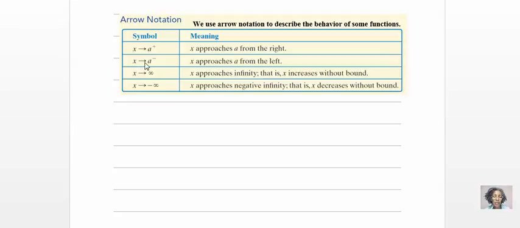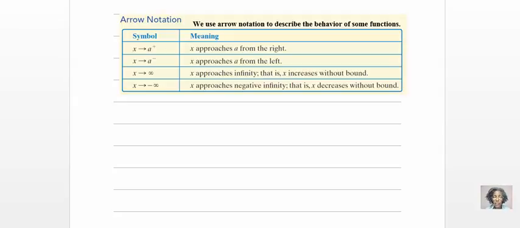Similarly, x with an arrow pointing to a, with an exponent that is a minus sign, is our notation for saying x approaches a from the left. Here we write x with an arrow pointing to an infinity symbol, meaning x approaches infinity. That is, x increases without bound. Here we write x with an arrow pointing to negative infinity, and we would say x approaches negative infinity, and that means x is decreasing without bound.